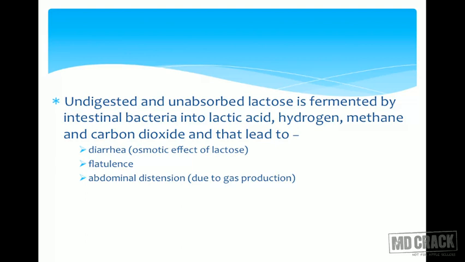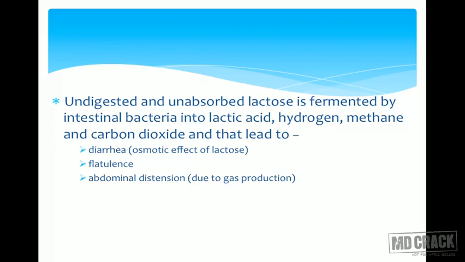What happens? There are intestinal bacteria. They start utilizing this lactose. So what? They will convert this lactose into lactic acid and also further into hydrogen. They will convert them into methane and carbon dioxide. So all these gases are produced. So what will happen? First of all, it will lead to diarrhea. Why? Because there is an osmotic effect.